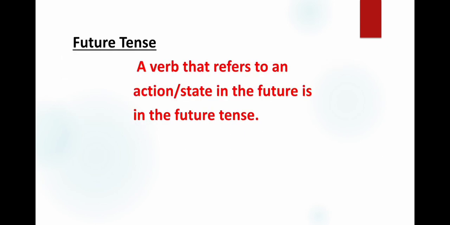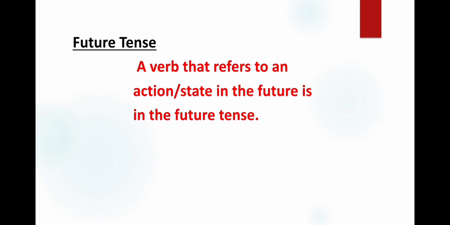Now we will move to next, that is future tense. Do you all know what is future tense? Don't worry, I will tell you all. A verb that refers to an action or state in the future is in the future tense. So the future tense is a verb tense used for a future activity or a future state of being. In grammar, a future tense is a verb form that generally marks the event described by the verb as not having happened yet, but expected to happen in the future.